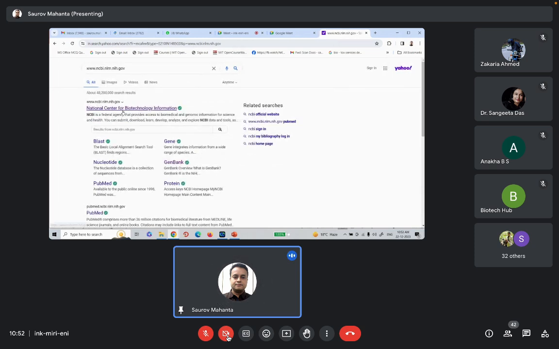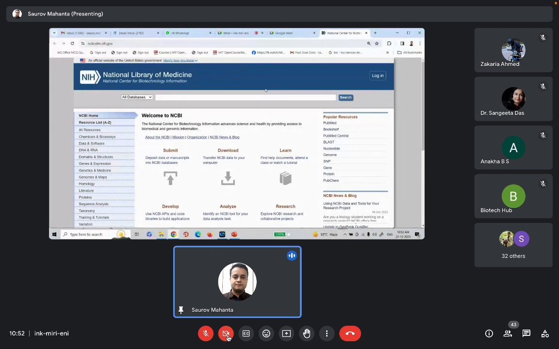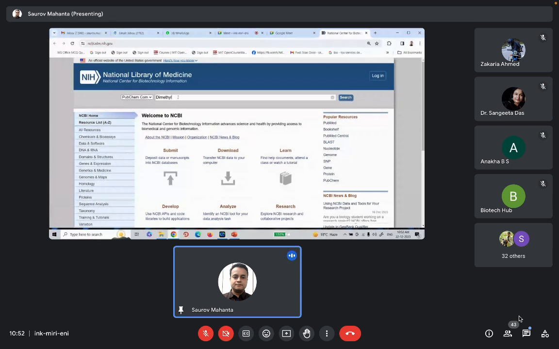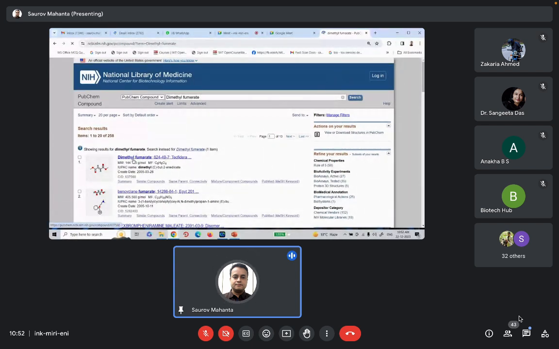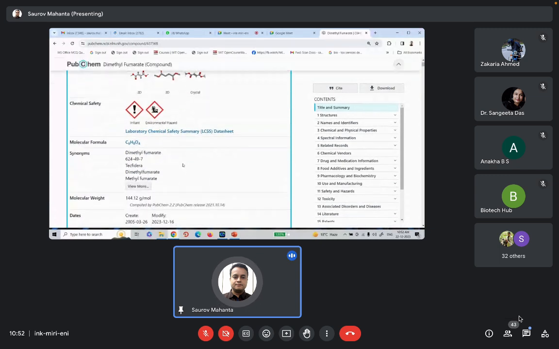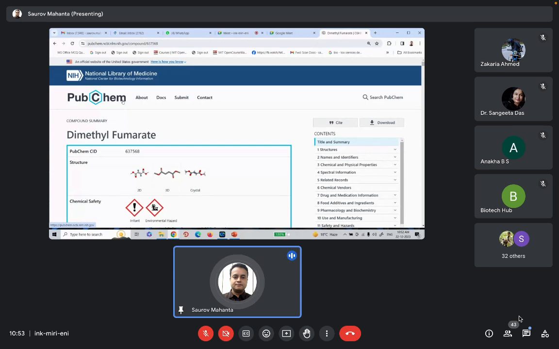So we can simply go to one database. This is the NCBI database. There is a database called PubChem compound. So in the PubChem compound database, we can take the name identified by your GC-MS and LC-MS analysis. Suppose dimethyl fumarate. You can search dimethyl fumarate, and you can see the structure and the properties of the dimethyl fumarate here. The PubChem compound database. Kindly note this.